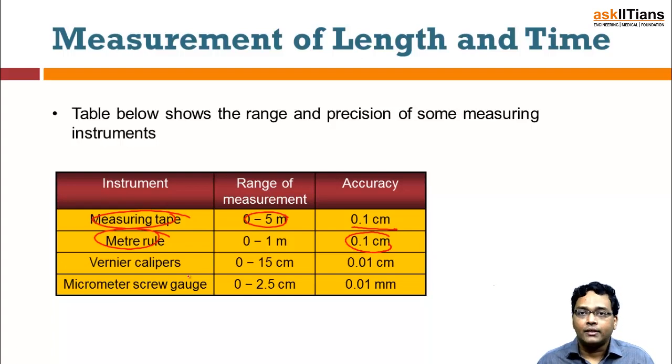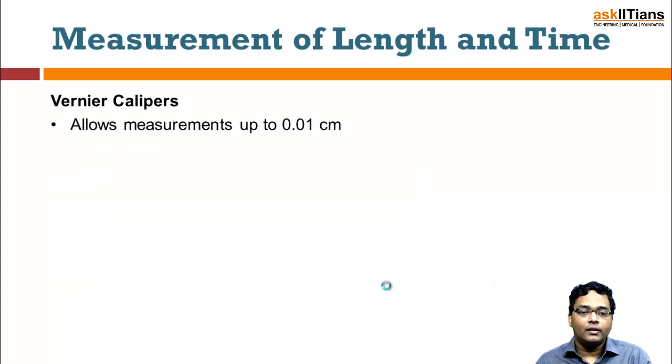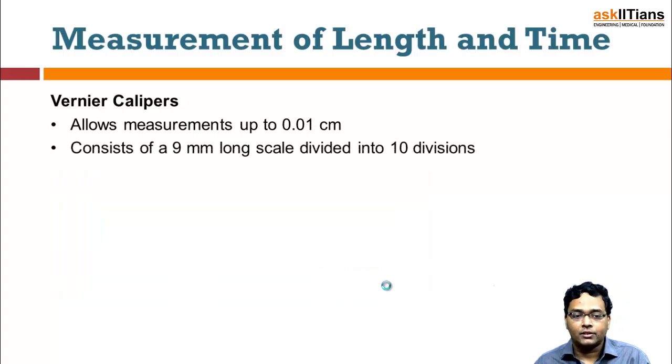Then there are certain instruments which are calibrated to measure small values. For instance, you have a Vernier Caliper or a micrometer screw gauge. Vernier Caliper can measure from 0 to 15 centimeters, and it can go up to 0.01 centimeters. That is up to 0.1 millimeter. It can measure up to that. In the same way, if you talk about a micrometer screw gauge, it can go up to 0.01 millimeter. That is, it's even smaller. So it's one of the most precise instruments that you can use to measure the values of small lengths. Now let's talk about the Vernier Caliper first.